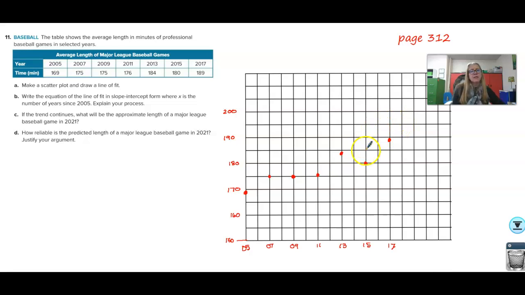All right. To pick your points, take a ruler or something, and your line's going to be way better than mine. Pick your points that fall closest to the line of fit. I would probably go with this one and this one, 09 and 17. They seem to be the closest points to a true line. That's how you choose your points.